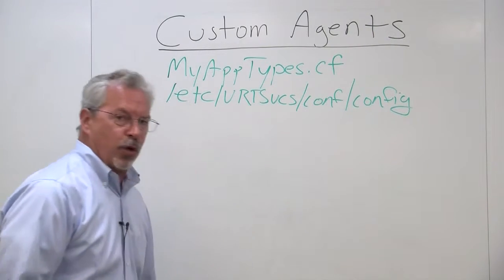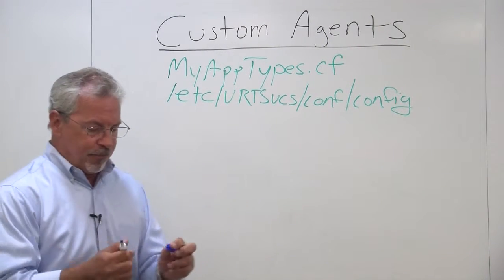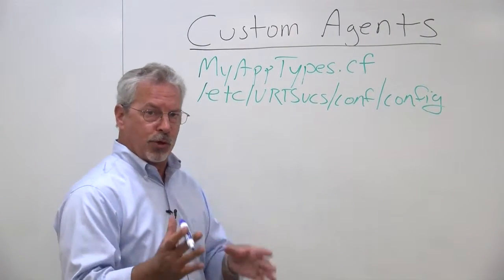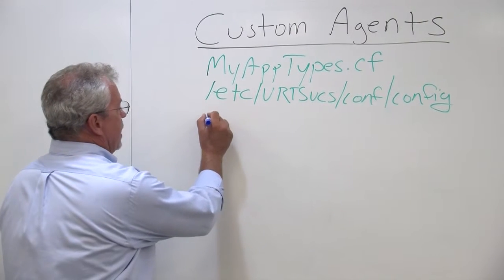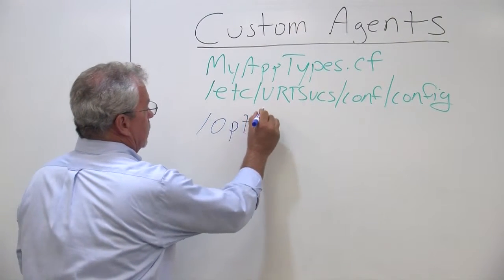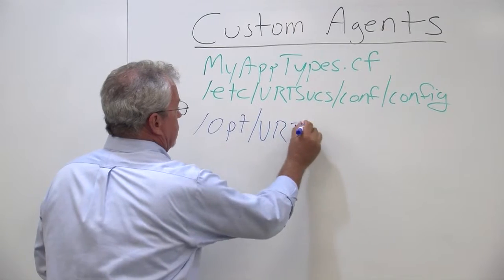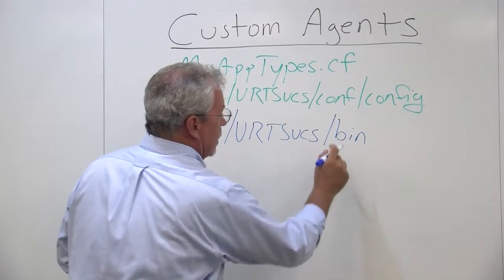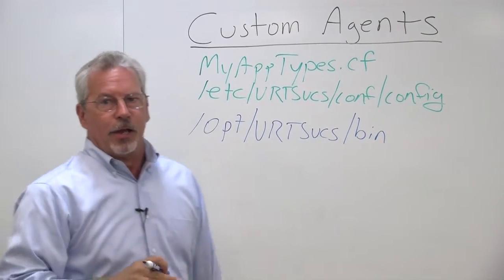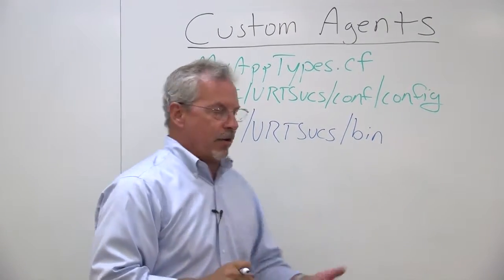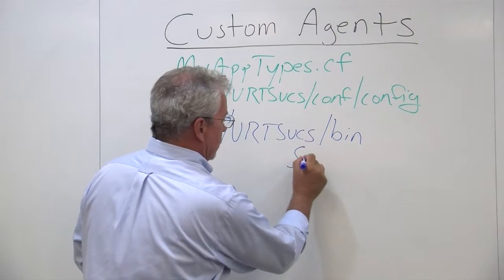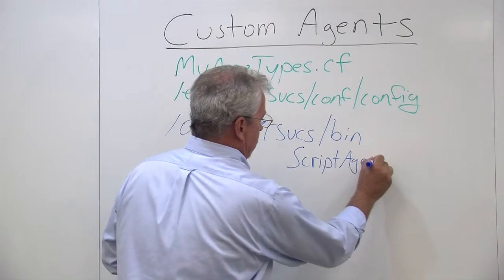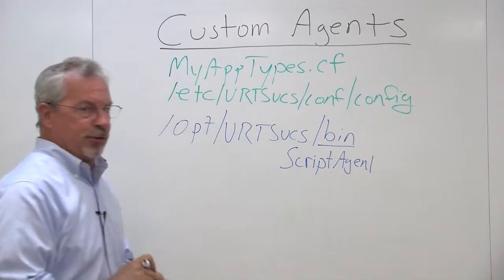The next part you have to worry about is going to be the agent binary. Now, all the agents for the bundled agents that come with VCS and the ones that you're going to build yourself are going to be in /opt/VRTSvcs/bin. In this directory, there is a pre-existing script agent binary, and it's just called ScriptAgent. And that lives in VCS bin.